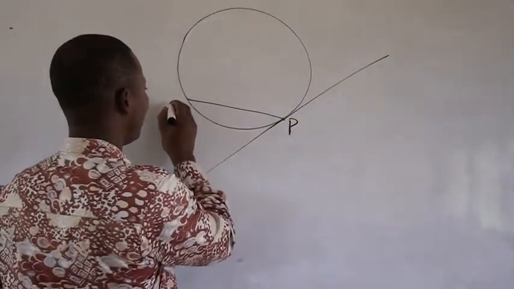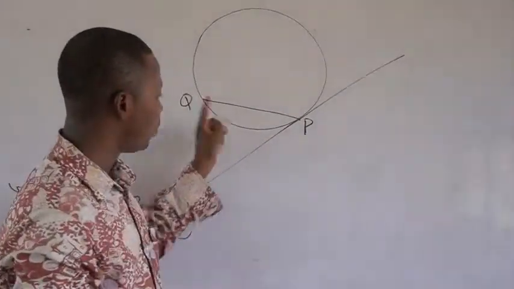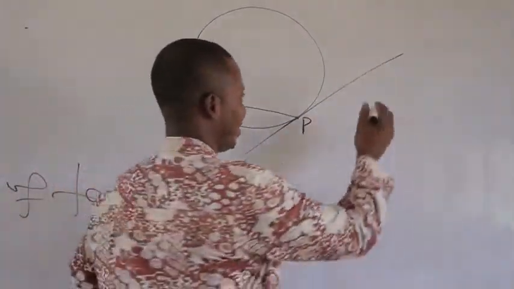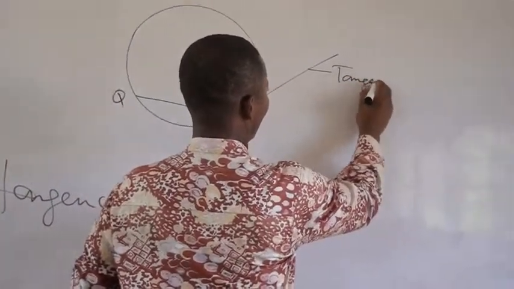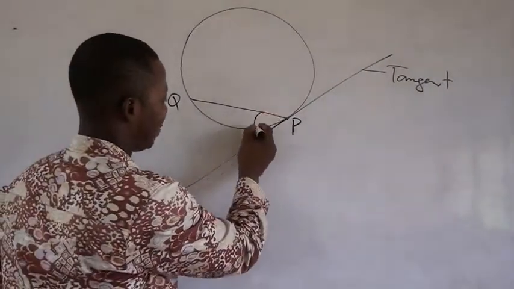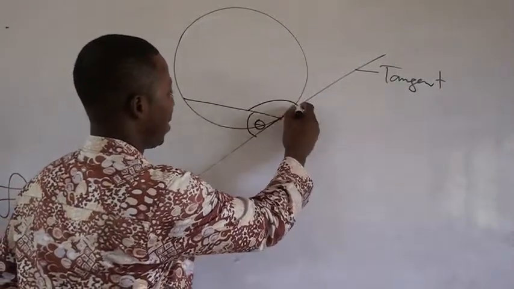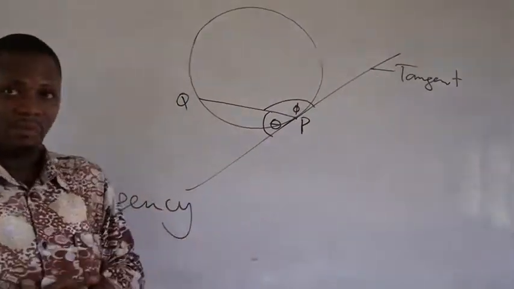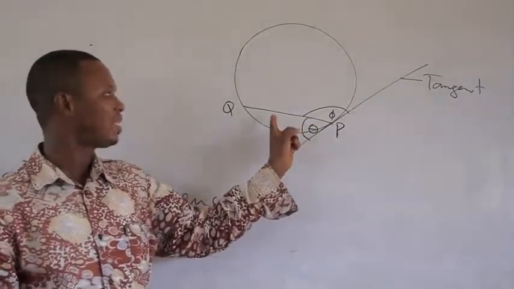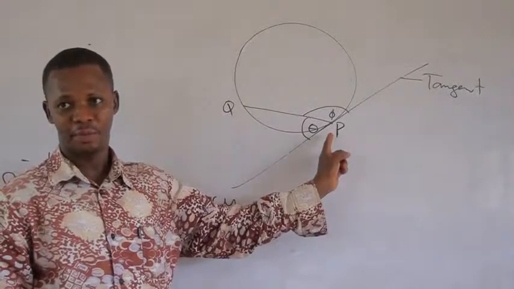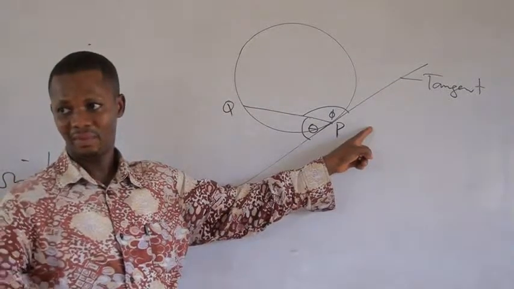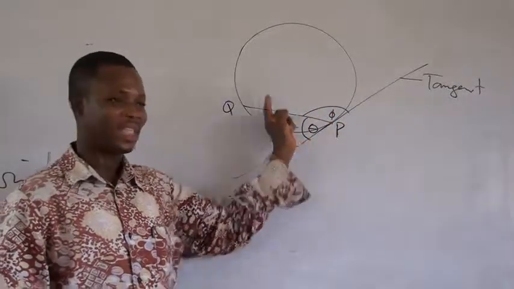So if you have a chord drawn to that point, if this chord is PQ, the chord PQ will make two adjacent angles with the tangent. This is our tangent. This is one of the angles. We can call this one theta and call the other one phi. Clearly, you can see that theta is made with the tangent in the minor segment of the circle with the chord PQ. What about phi? Phi is made where? Open your mouth, yes. Phi is made in the major segment.